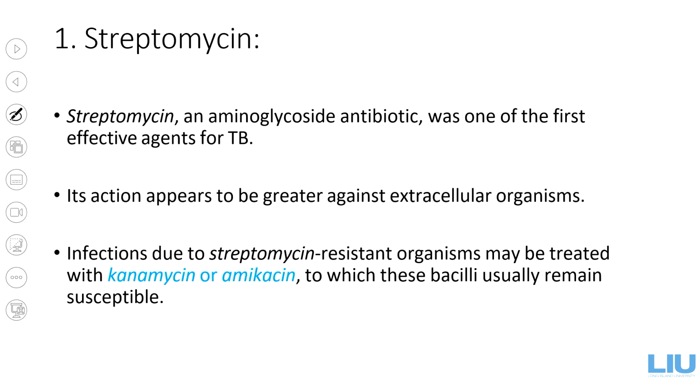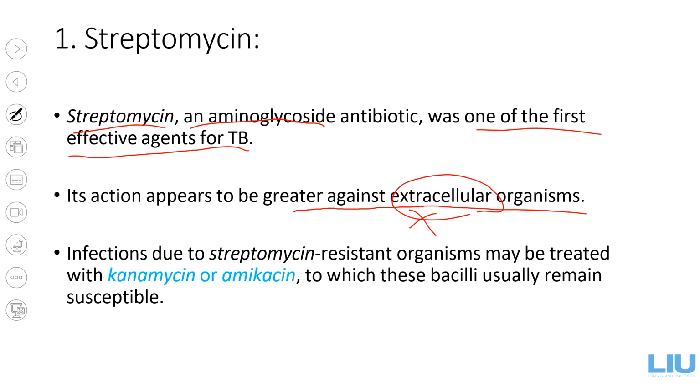The first one is streptomycin, which is an aminoglycoside. It was among the first ones effective against tuberculosis. So this was among the first ones discovered to treat tuberculosis before they actually found the other ones to be more effective. So historically this was the first one. It has appeared to be greater against extracellular, so it acts mostly on extracellular. I don't really expect you to memorize which drug acts extracellular or intracellular.